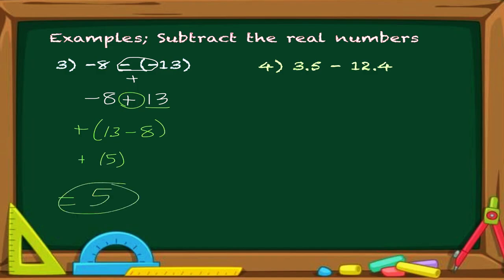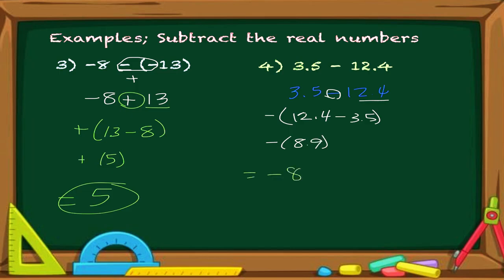answer, 5. And the next problem, we have 3.5 minus 12.4. So once again, my bigger number is negative. So that would mean that my answer is going to be negative. And then I just take the big number minus the small number. So 12.4 minus 3.5 would give me an 8.9. So I have negative 8.9, and that would be my final answer.